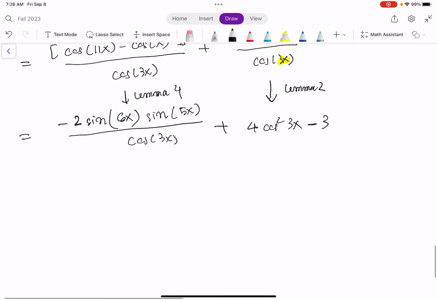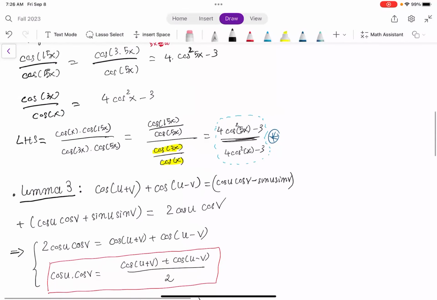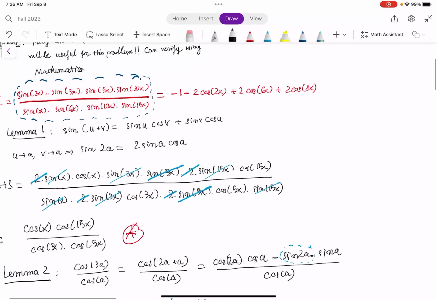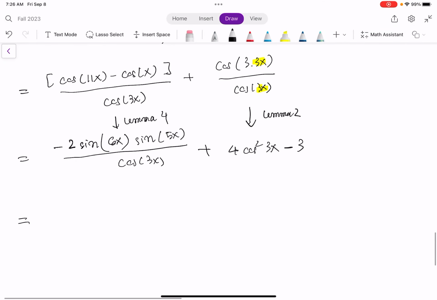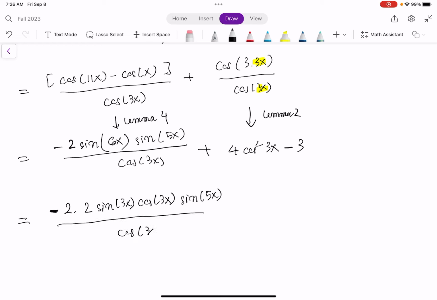Right? So let's see if we can simplify this term further. Oh, okay. Sine 6x. Do you remember sine 6x from lemma 1? I think I will show it. Lemma 1. Yeah, so it's just sine 2a, right? It's 2 sine a cos a. So I can keep on rewriting it. So negative 2 times 2 sine 3x cosine 3x times sine 5x, right? Over cosine of 3x. And this is from lemma 1.